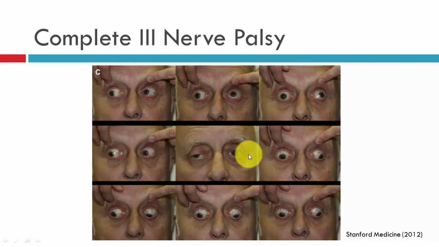Moving on to left gaze, we now see that the patient is able to abduct with the left eye, but has limited adduction here. So we have a medial rectus underaction. And the patient is trying to elevate here.